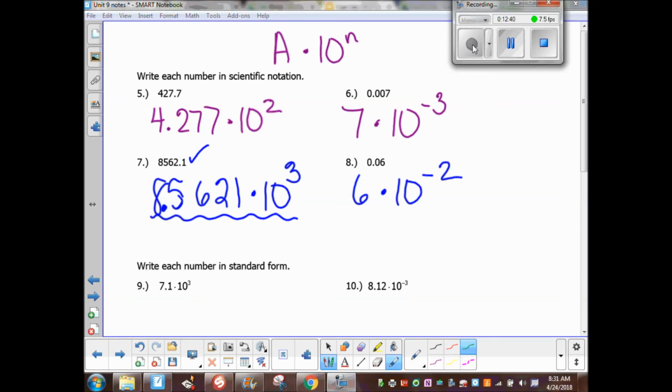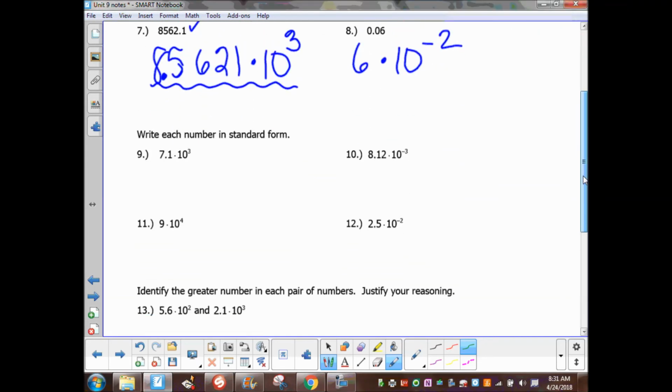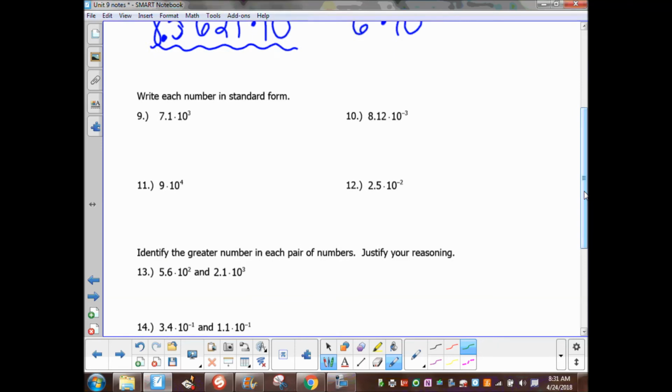All right, so write each number in standard form. So now we've got it in scientific, let's go back to standard form. Who thinks they know this one right here? 7.1 times 10 to the 3rd. You just think about 10 to the 3rd. What is that equal to? 10 to the 3rd power means 10 times 10 times 10. Don't use your calculator. What do you get? 1,000, right? So if I take 7.1 and multiply it by 1,000, what am I going to get? 7,100.